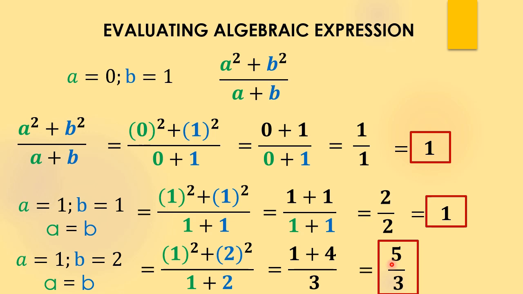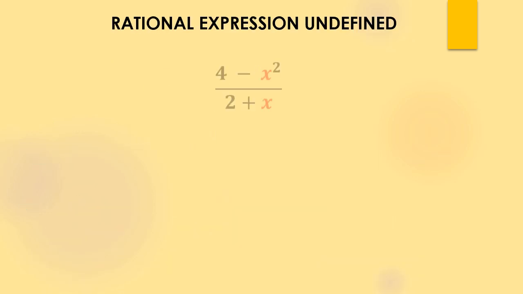And then divide 5 by 3, or this is already written as an improper fraction. So 5 over 3. So this is now our final answer. So the value of our expression if a is equal to 1 and b is equal to 2 is 5 over 3. Next. Alright.